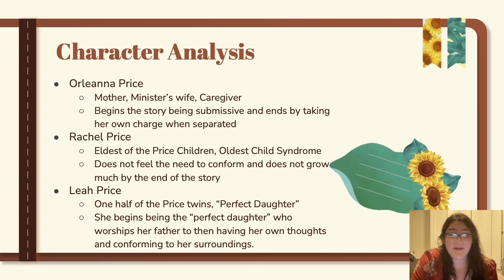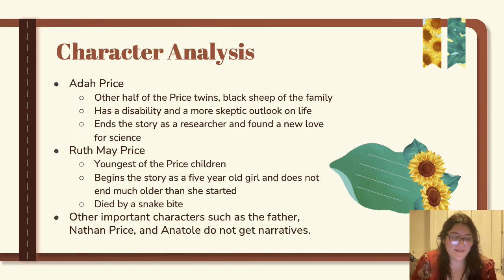Next up is the other Price twin, Ada Price. At the beginning of the book, she is described as the complete opposite of Leah. She has a disability and seems to have the opposite view on life, having more of a skeptic point of view. Later in the book, she sheds these characteristics a little bit, but puts her faith into science and becomes a researcher.